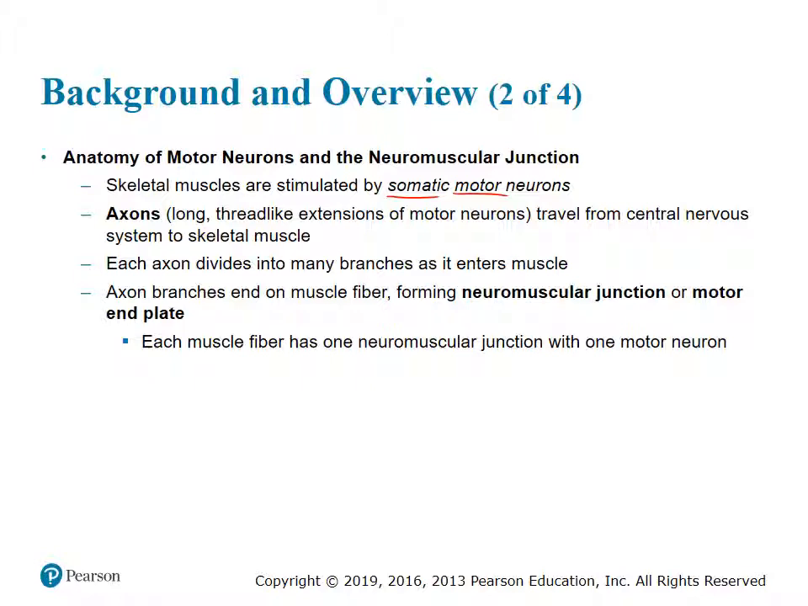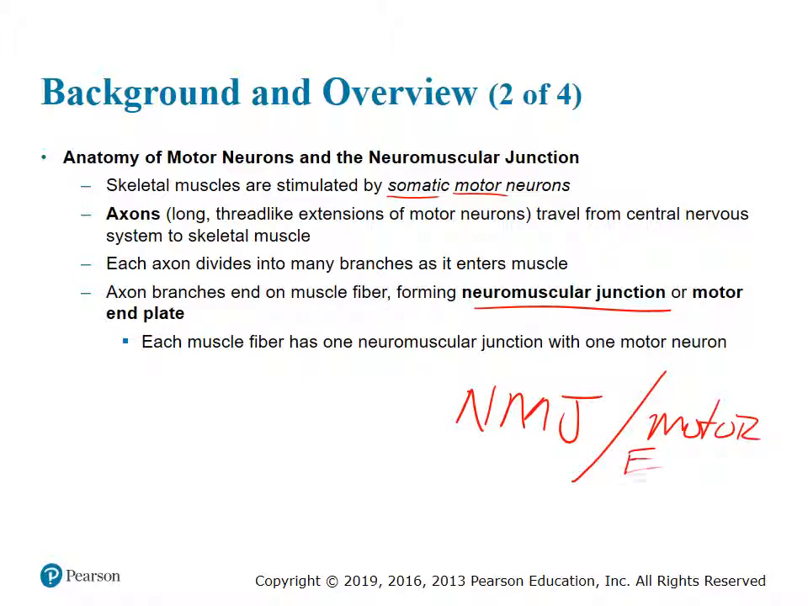Now, once the axon hits the end of the nerve cell, it will branch. The ends of it will hit the nerve fiber or interact with the nerve fiber, and we call that forming a neuromuscular junction, or motor end plates. NMJ for short, right? Neuromuscular junction or motor end plate.